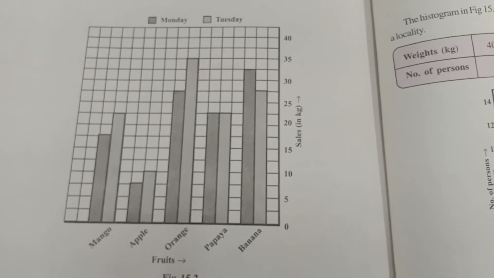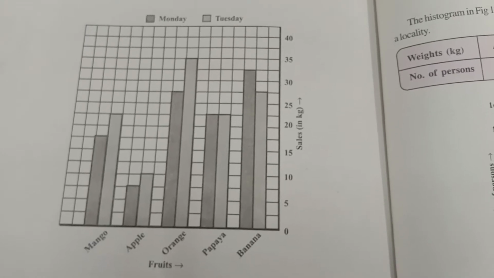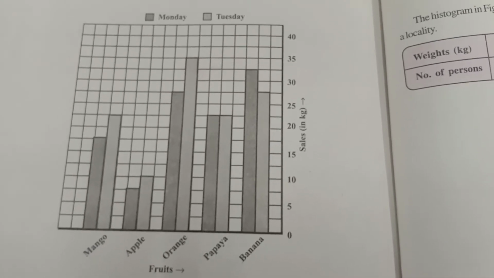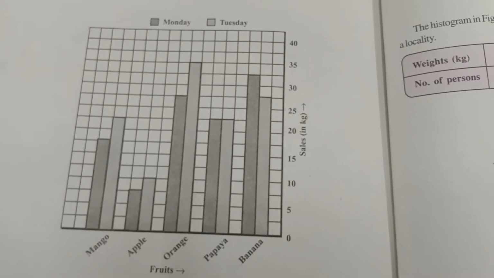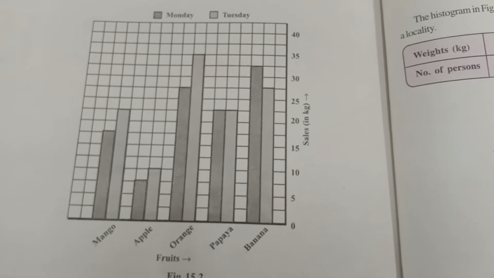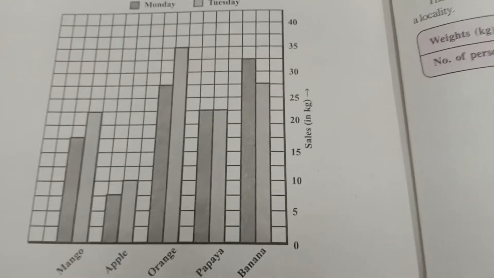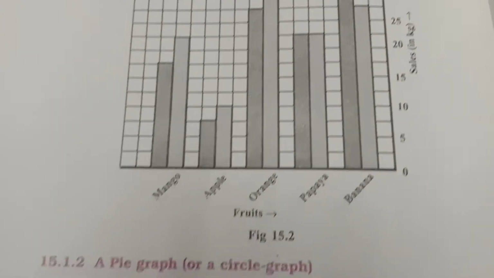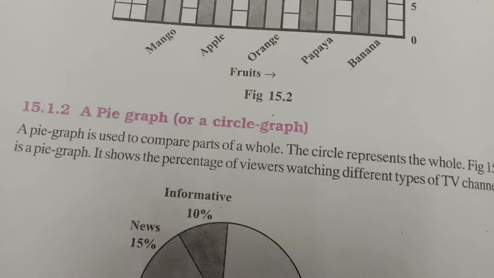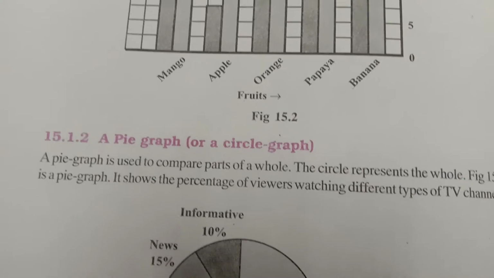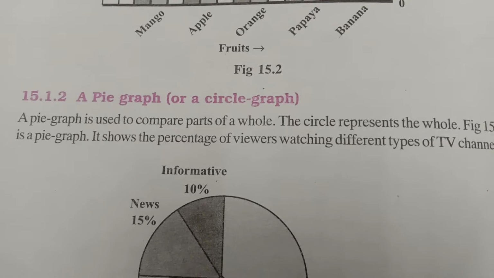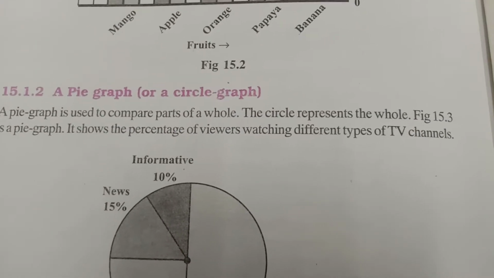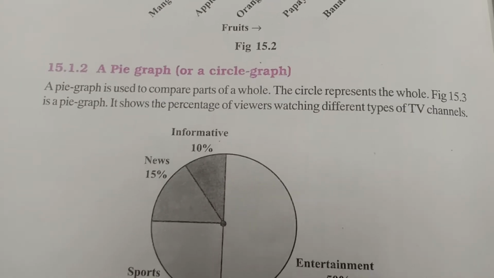So this is a double bar graph, and similarly for apple, on Monday 7.5, roughly approximately 8 kgs were sold, and 10 kgs were sold on Tuesday. So this is the data which you get from the double bar graph. The other graph which we have studied is the pie graph or circle graph. A pie graph is used to compare parts of a whole. The circle represents the whole.